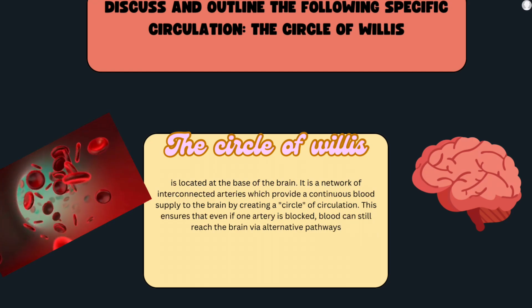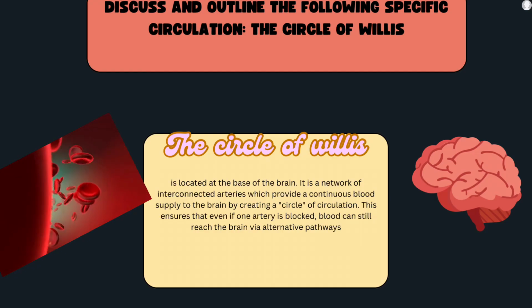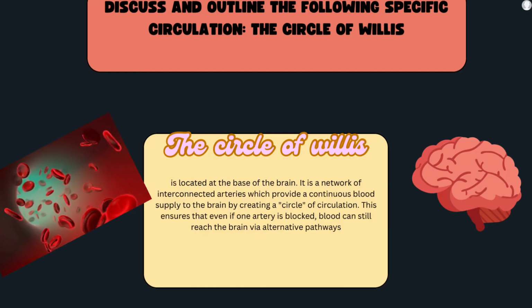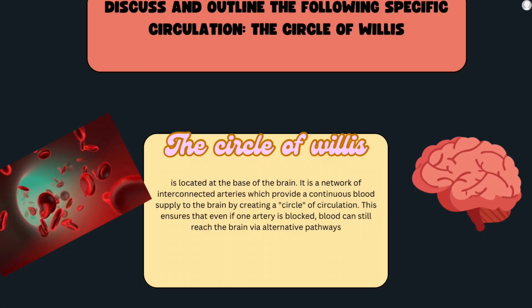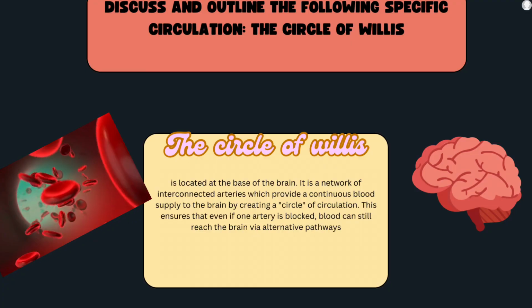A way to remember this circulation is to think of the circle as indicating a loop. So you want to picture a circular network of blood vessels in the brain, which you can connect to being the circle of Willis.